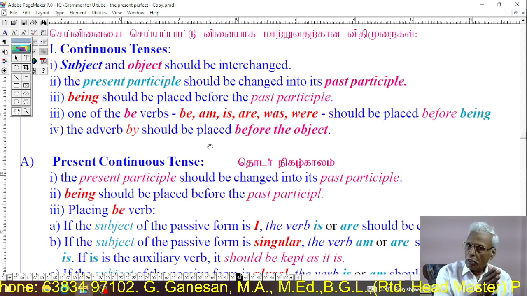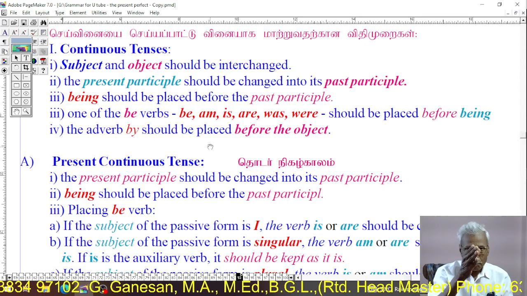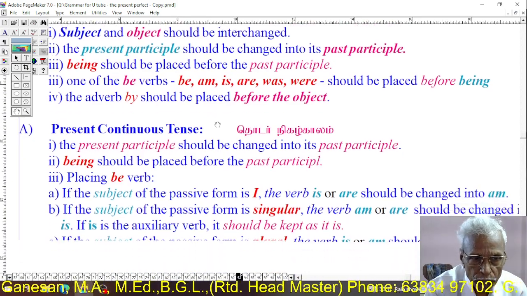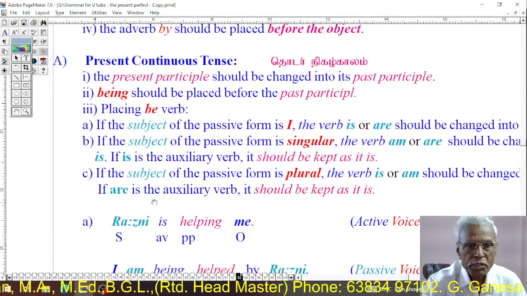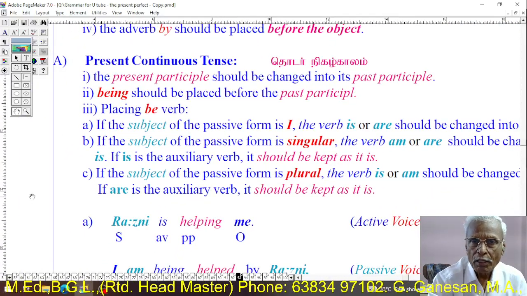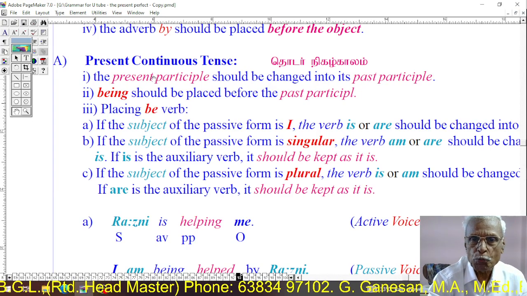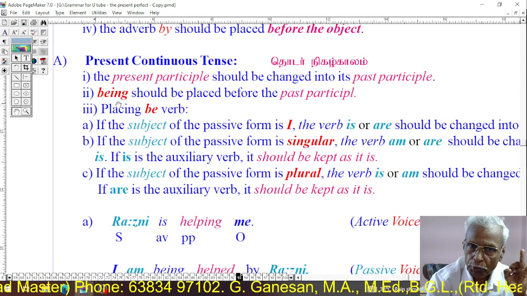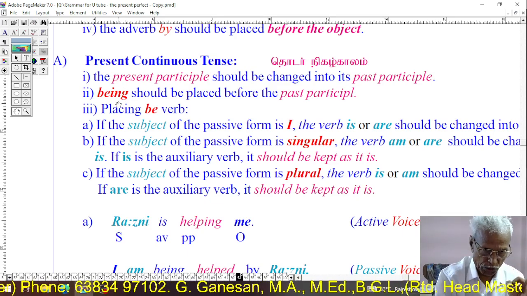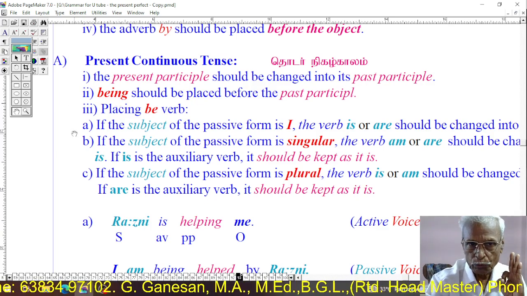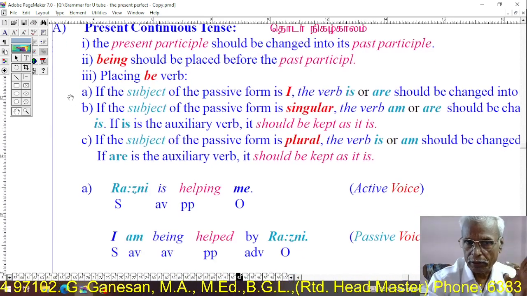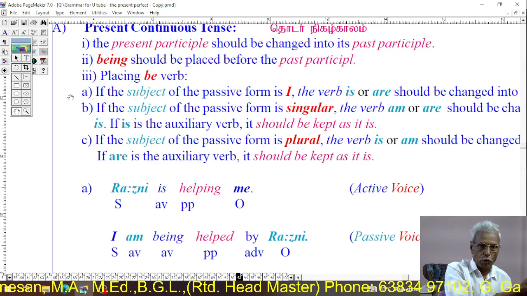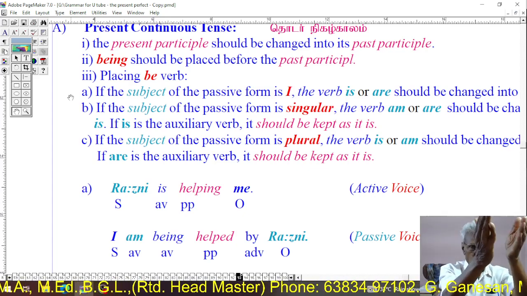Now we are going to see what the rules are to change present continuous tense into passive voice. Present continuous tense. What are the rules? Rule 1. The present participle should be changed into past participle. Rule 2. Being should be placed before the past participle. Third, a be verb should be placed before being.